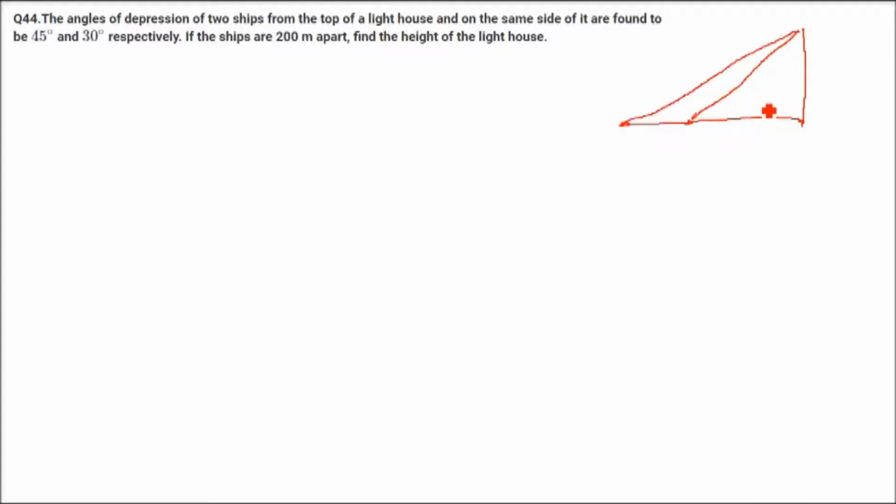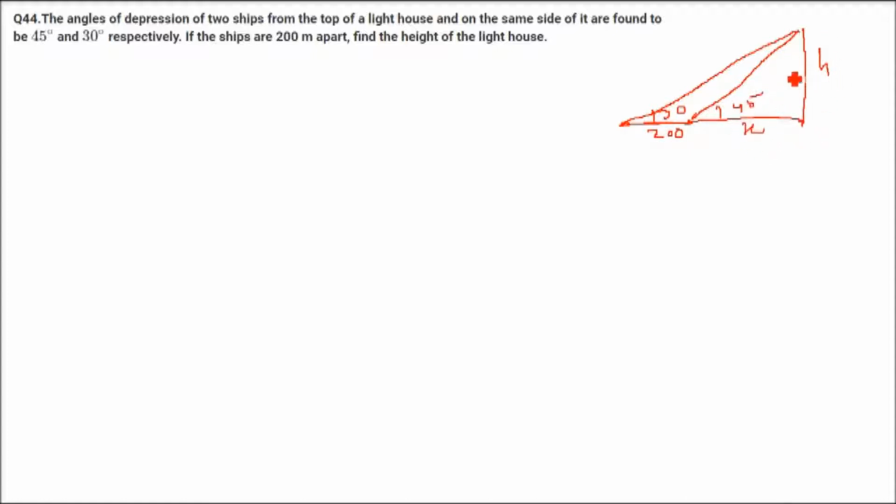This will be a smaller angle. This will be a larger angle. So this is 45 and this is 30 degrees, the angles of depression of two ships from the top of the lighthouse. So we have to find out the height of the lighthouse if the ships are 200 meters apart. Let us take this as x. So we have to find the height.